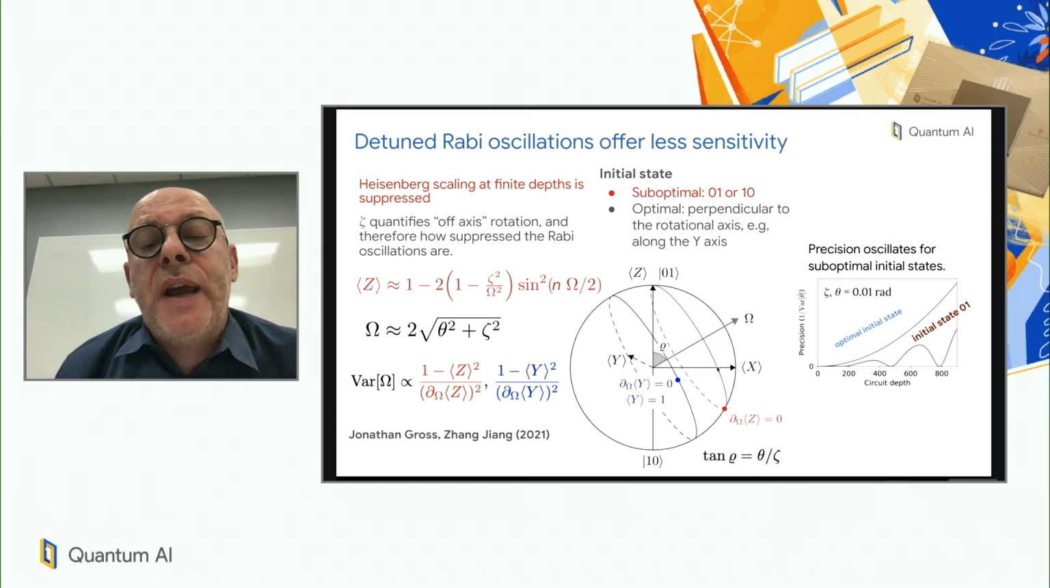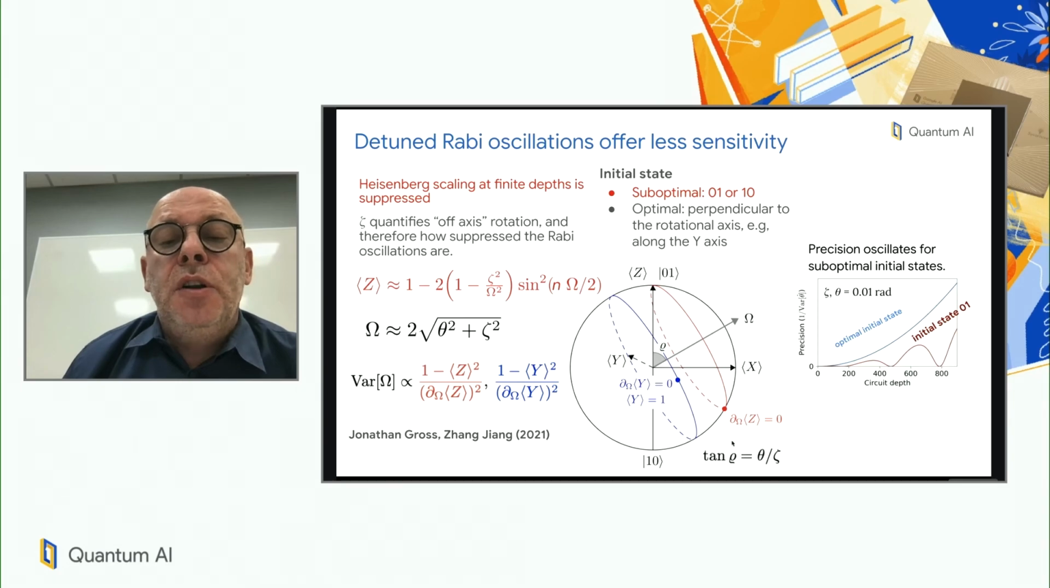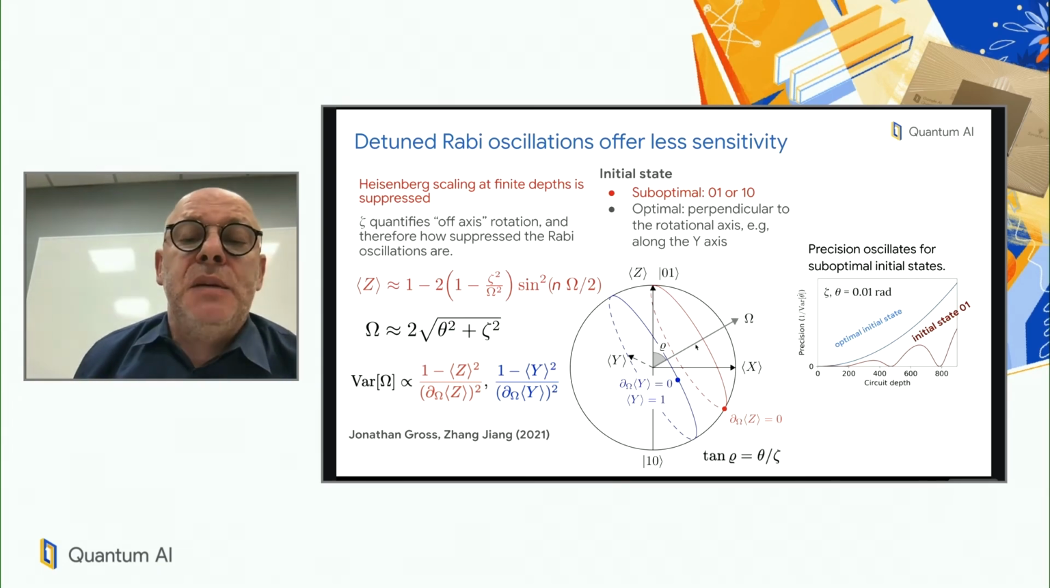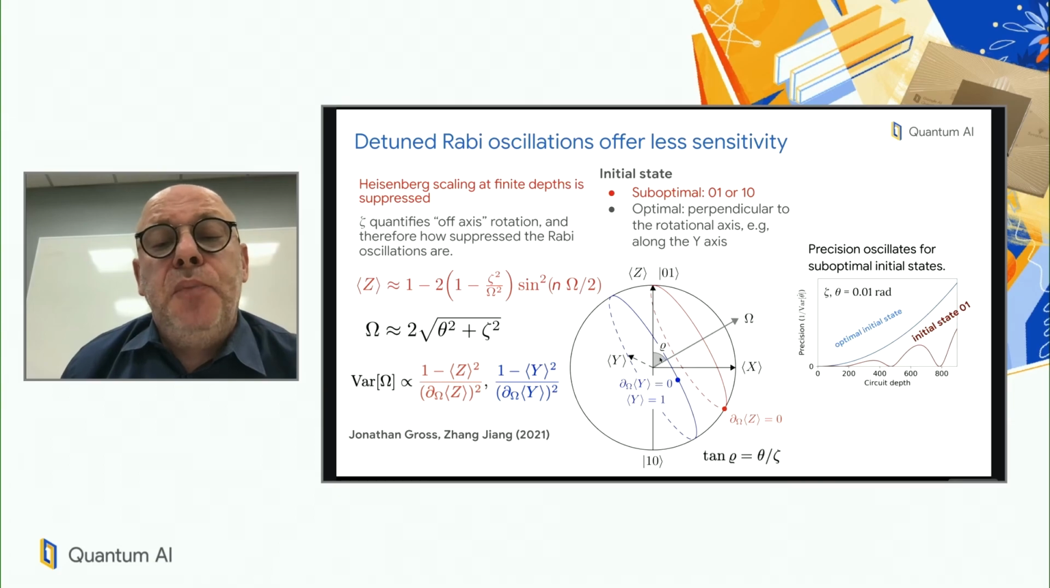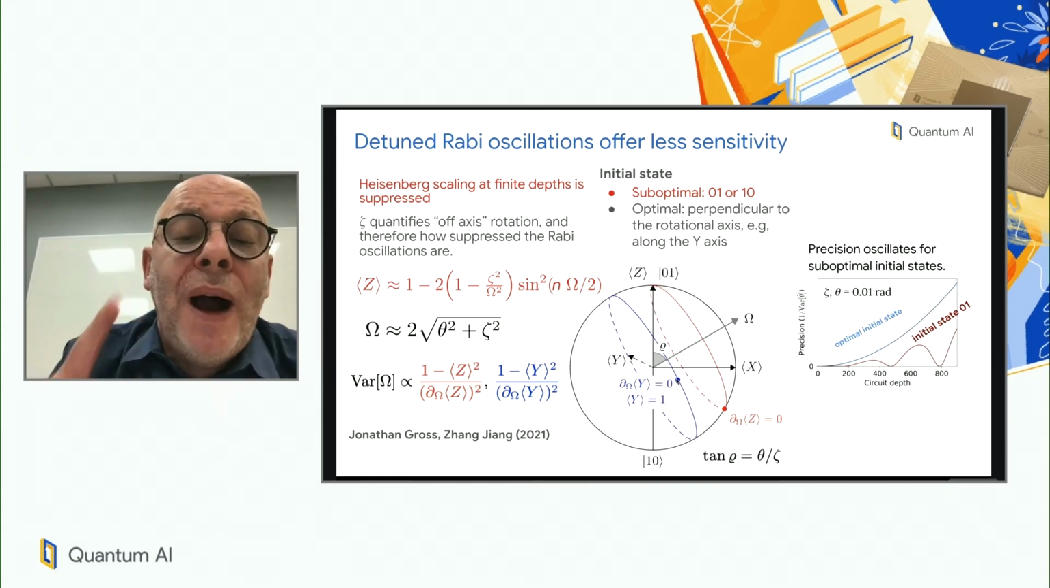In fact, both red and blue are rotations around the axis, which lies in the xz plane at the angle rho to the z axis, which is given by the tangent of theta over zeta. So both are rotating around the same axis in the xz plane. However, what is important is the undesirable point, and now what I'm actually doing is measuring the expectation value of y.